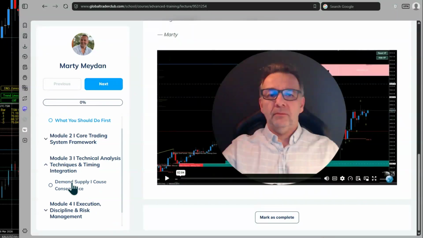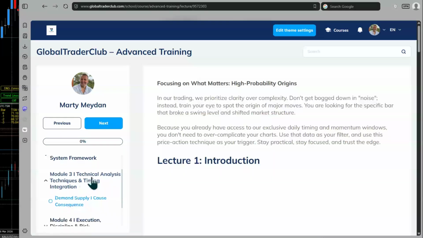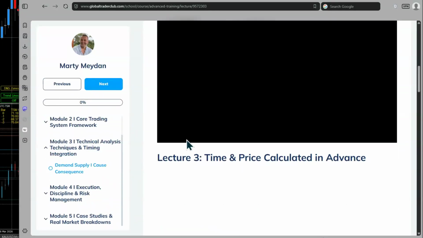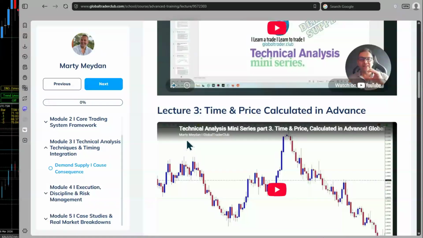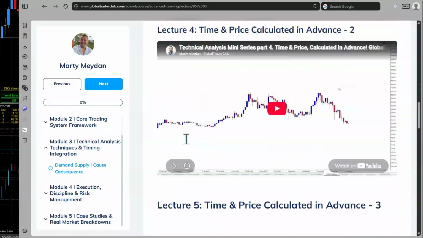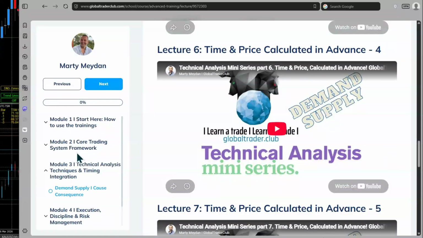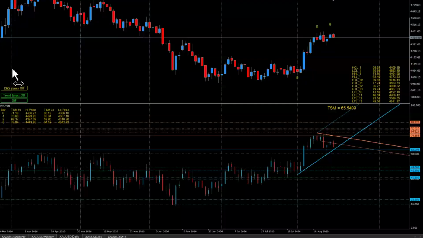But with the technical analysis, you see I've got here demand supply. It's actually cause and consequence with gaps and order blocks, and that's all you really need, which I'm going to talk about today. So if you are doing time and price with Global Trader Club, the only thing you need to know is where they bought heavy and sold heavy. That is all. This is a daily chart.